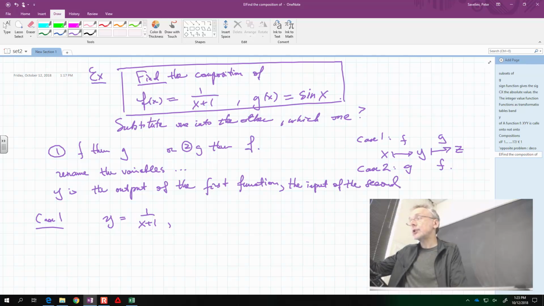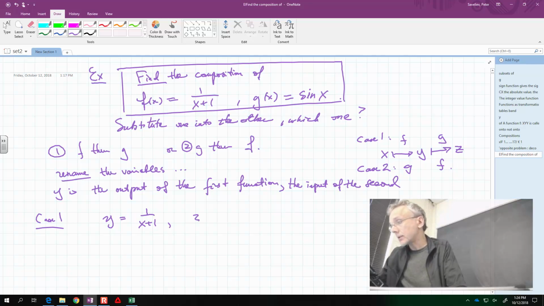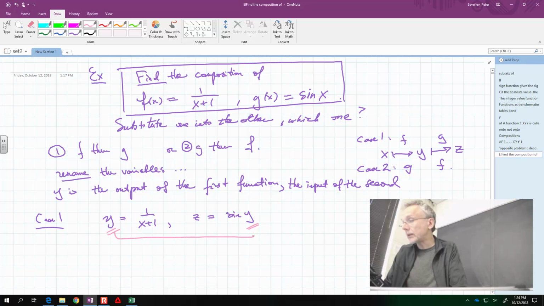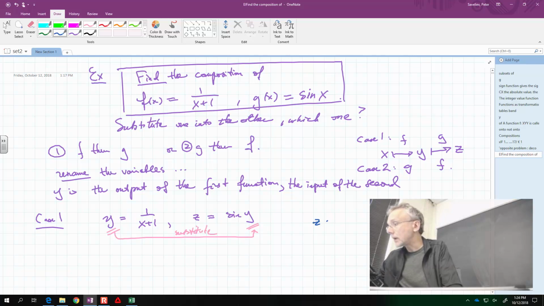The second function is g, so rename. And the output is missing. Yes, z is equal to sine y. So that creates a match between the output of the first one and the input of the second. Then you know that one will be substituted into the second, and then you have your answer. So you have z is equal to sine of 1 over x plus 1, and that's the answer.